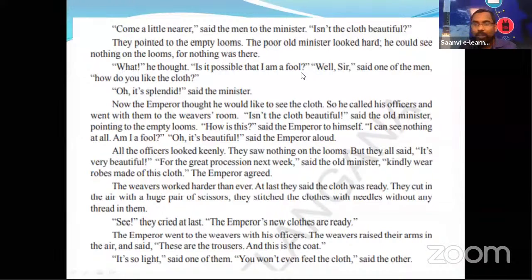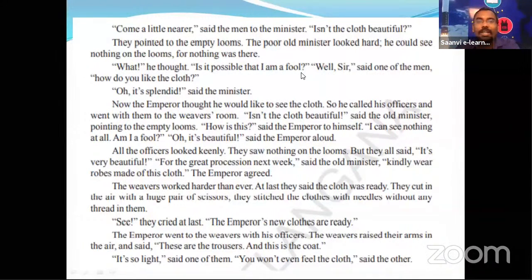Am I a fool? That's why I cannot see anything on the loom. Well, sir, said one of the men, how do you like the cloth? Then the old minister said, oh, it's splendid. It's very beautiful. It's fantastic, he said. Actually, the old minister did not see anything, but he didn't mean to say that he was a fool. That's why he said, oh, it's splendid, it's excellent, it's marvelous, it's very good, said the minister.